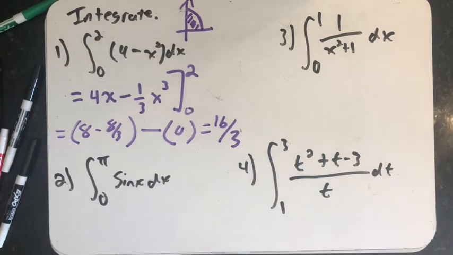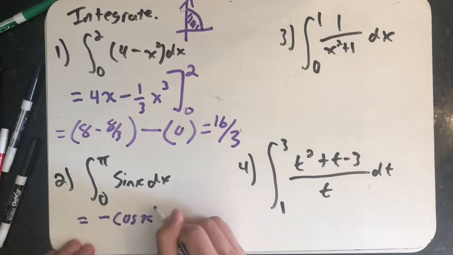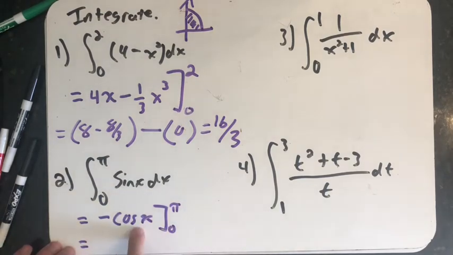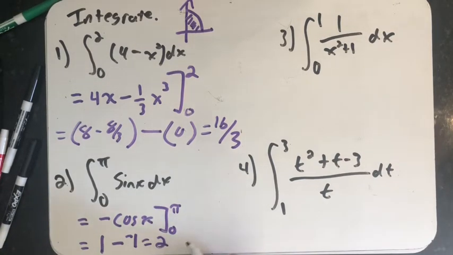Now I'm asked to integrate from 0 to pi of sine x. So I need an antiderivative for sine x. And the antiderivative of sine x is minus cosine x, evaluated from 0 to pi. Well, the cosine of pi is minus 1, so I have the opposite of minus 1, which is 1, minus the cosine of 0, which is 1, so the opposite of that is minus 1. 1 and 1 make 2.